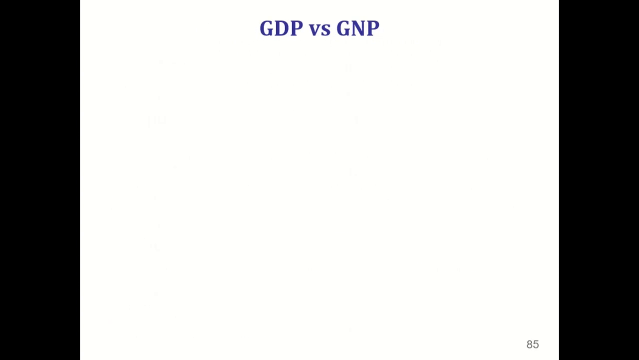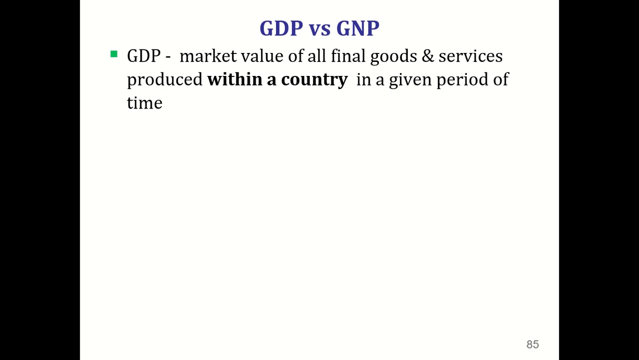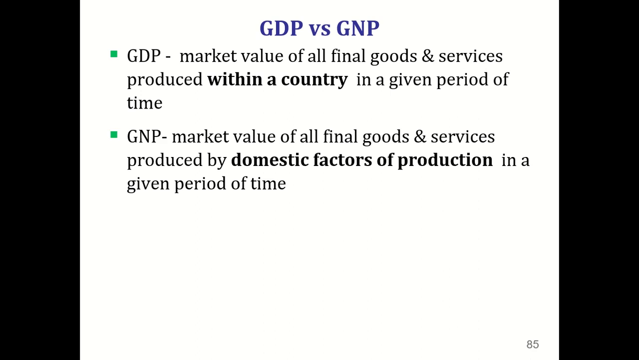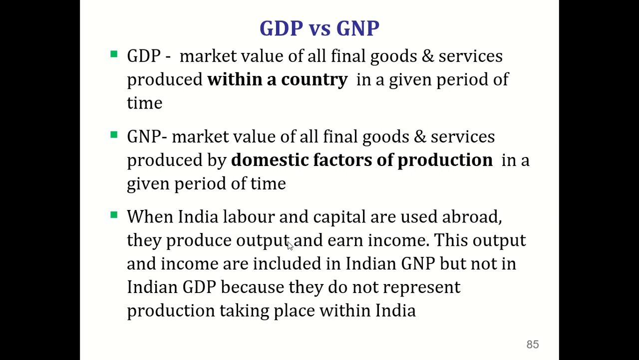Now GDP versus GNP. So what is the technical difference? GDP measures the market value of all final goods and services produced within a country in a given period of time. This we have already discussed. And now GNP measures the market value of all final goods and services produced by domestic factors of production in a given period of time. So why do we say domestic factors of production? When Indian labor and capital are used abroad, they produce output and earn income, but this output and income are included in India's GNP but not in India's GDP because they do not represent production taking place inside India.